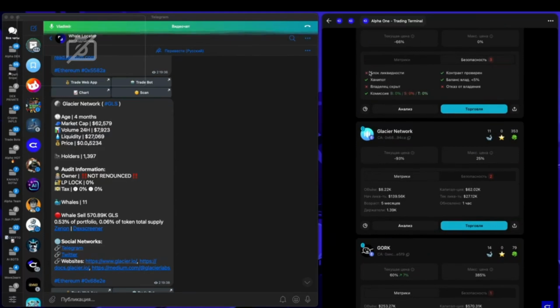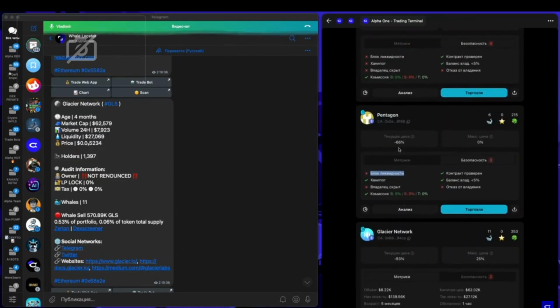Here in this Pentagon token, we see there is no liquidity lock, the owner is hidden, and he did not renounce ownership, that is, he did not give up the rights to the token. Accordingly, these are increased risks. We understand that it is either worth entering with a smaller amount, or worth analyzing further, or worth refraining from buying this token.